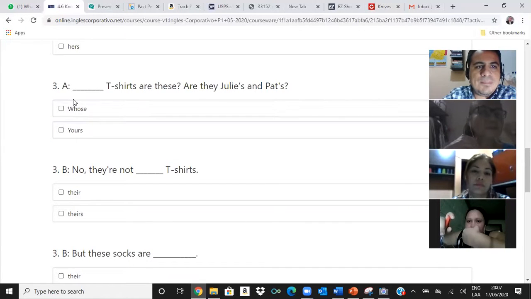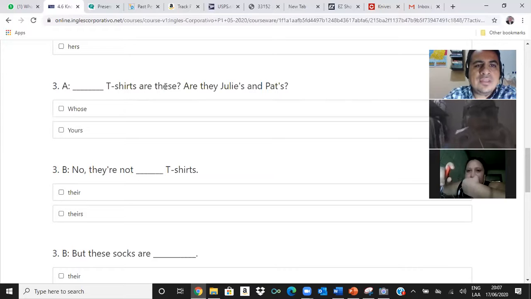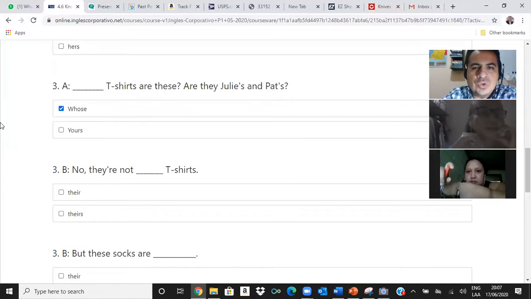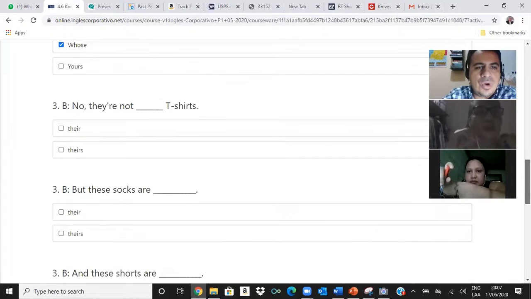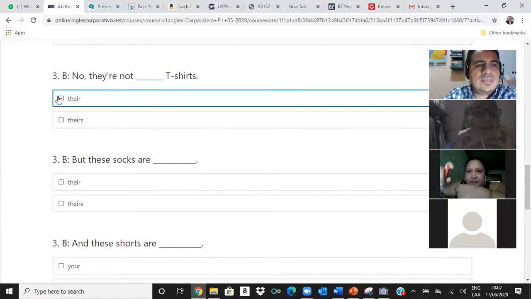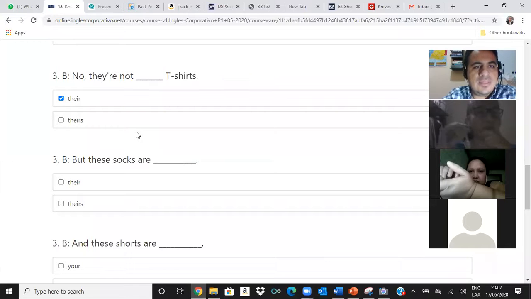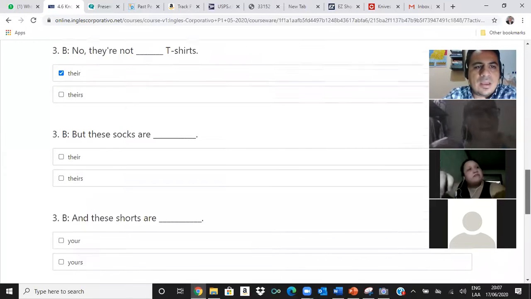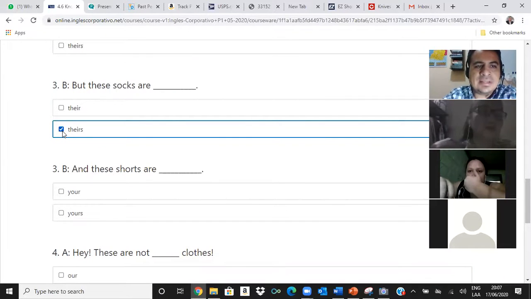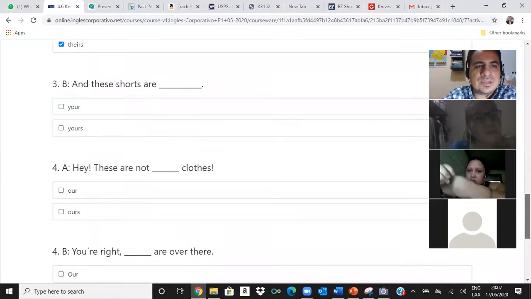Number 3. Whose t-shirts are these? Plural. Very good. Are they Julius and Pat's? No, they are not their t-shirts. Very good. But these socks are theirs. Ahora, aquí sí está el final, ¿verdad? Theirs. Después del objeto. Theirs. This is a possessive pronoun.